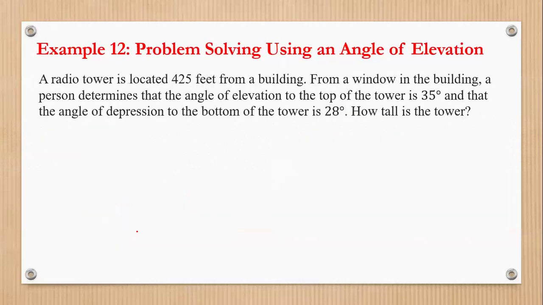Next example. It says a radio tower is located 425 feet from a building. Okay, let's create a picture. That's the ground. I have a building here, and I have a radio tower. Something like that. And it says the radio tower is 425 feet from the building. That means this distance is 425.